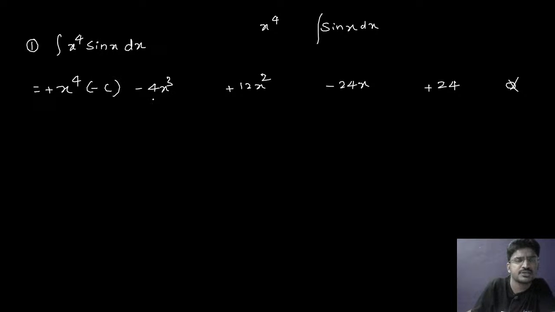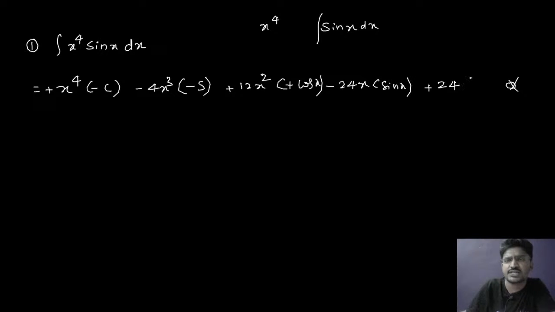Minus cos x. Now integrate minus cos x. What you are going to get? You will get minus sin x. Now integrate minus sin x. You are going to get plus cos x. Integrate plus cos x. You are going to get sin x. Again you integrate sin x. You will get minus cos x. So now this will be the answer.